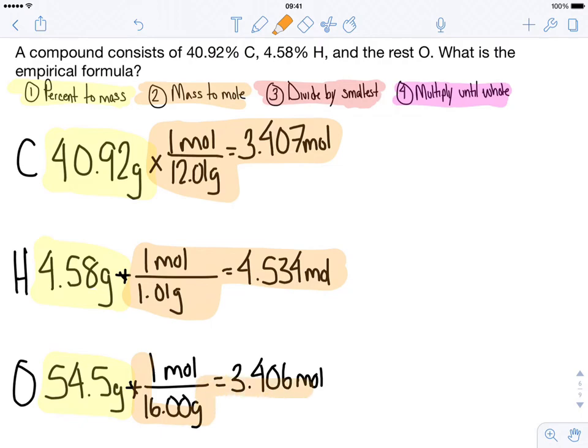Now, step 3 is to divide all of the numbers by the smallest number of moles. Now, if you see here, it's a good thing we gave ourselves 4 significant figures, because 3.407 and 3.406 are really close, but 3.406 is smaller. So we're going to divide all 3 of these numbers by 3.406.